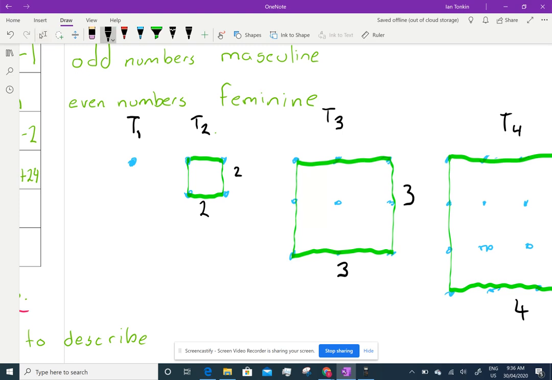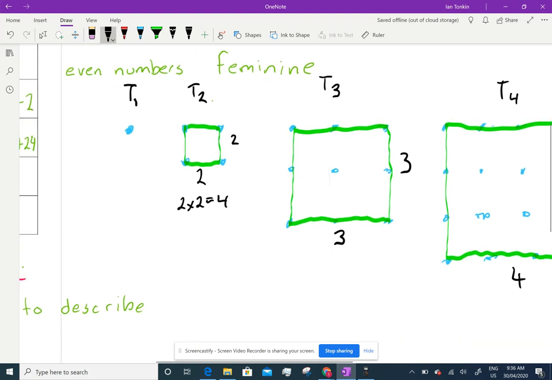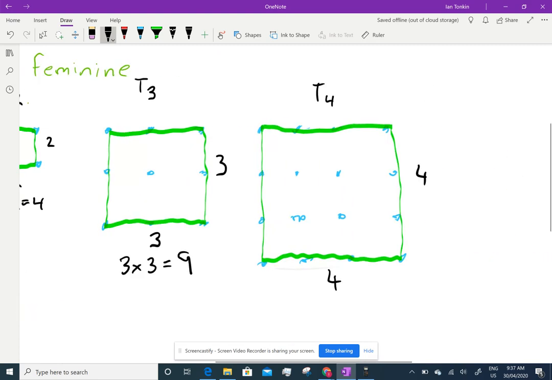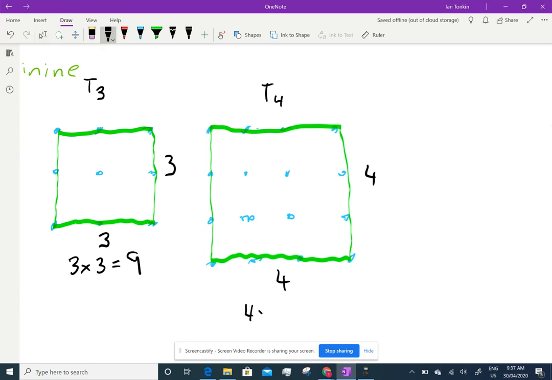Well, 2 times 2 will give me 4. And 3 times 3 will give me 9. Let's go back to the first one. It's a 1 by 1 square, so 1 by 1 will give me 1. And 4 by 4 will give me 16.